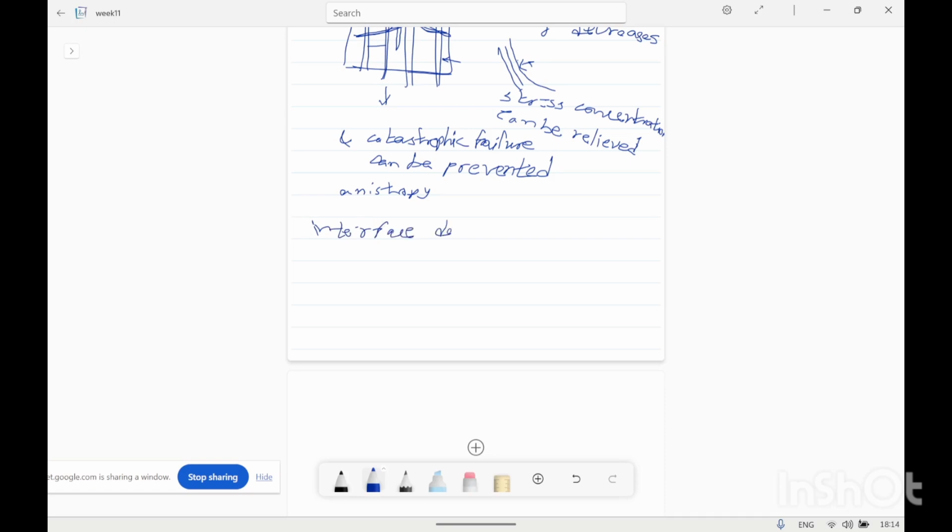Interface debonding means this is fiber and this is matrix. So the crack is this. If the interface debonding occurs, so that will release the stresses and prevent fracture.